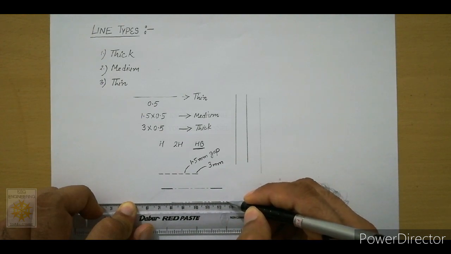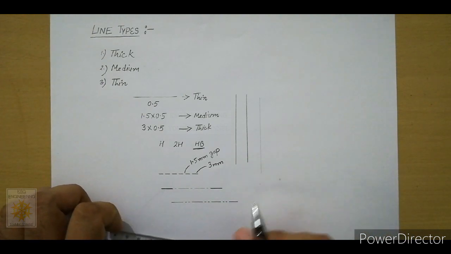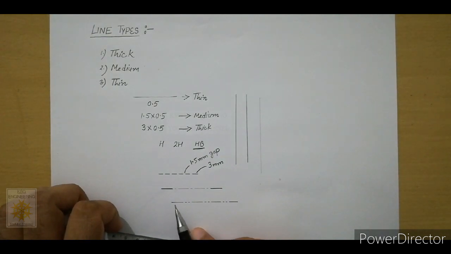So this is also a thin line. You can see we started with a long dash, we ended with a long dash, and over here we used two small dashes, and the gap between every dash is 1 millimeter. So this is called a phantom line or long dashed double dotted narrow line.